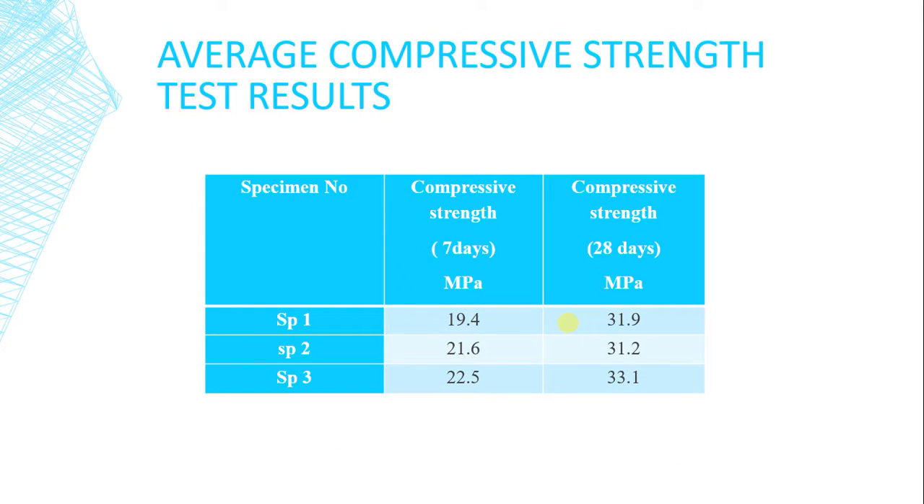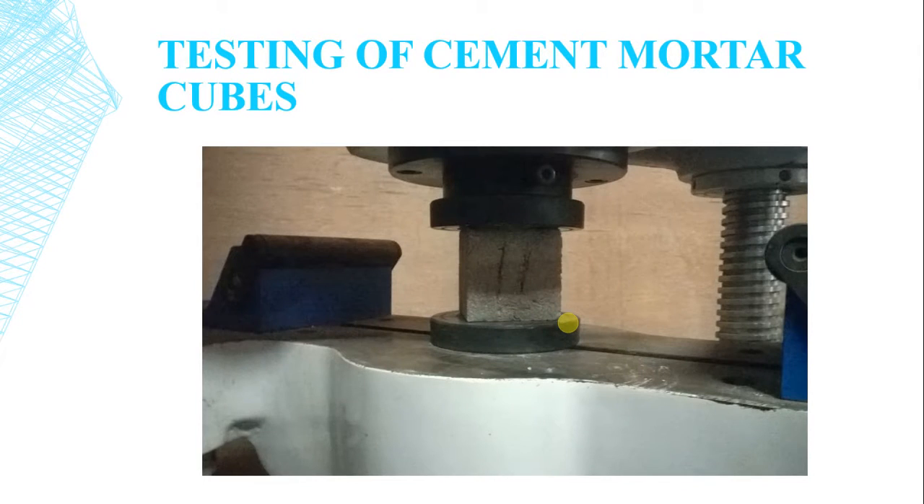The compared results are shown here, which has a 7 days average compressive strength of 19.4 for specimen 1, 21.6 for specimen 2 and 22.5 for specimen 3, and for 28 days 31.9 megapascal for specimen 1, 31.2 megapascal for specimen 2 and 33.1 for specimen 3.